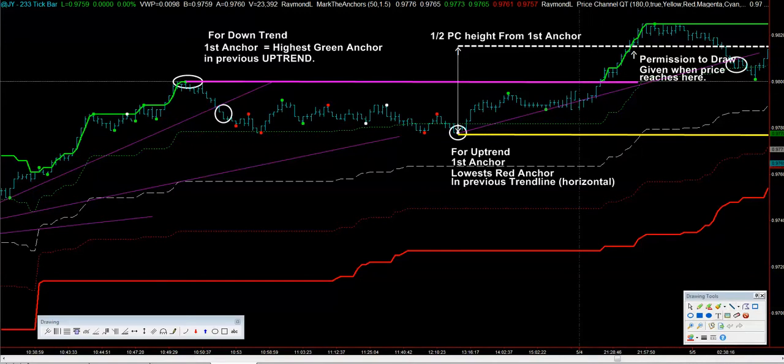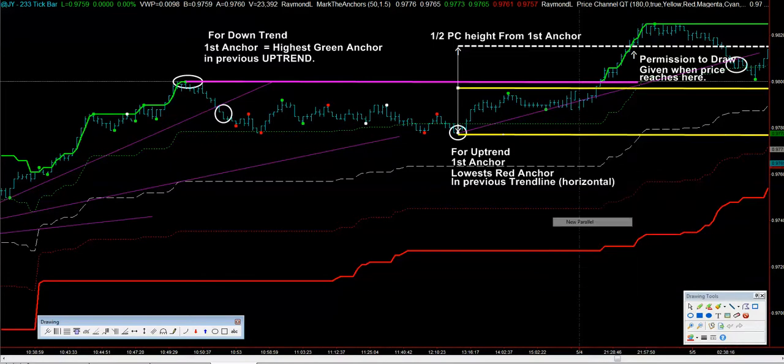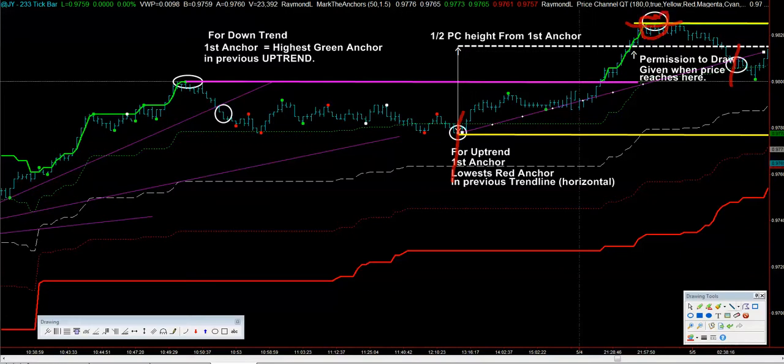The first thing that we have to do is find our first anchor. Now the first anchor will be up here. Let me mark it. That's our first anchor for the downward trend line. It is the highest green anchor in the previous upward trend. So between the upward trend that was there and the break, this is the highest point. So that's our starting line. That's our first anchor right there.